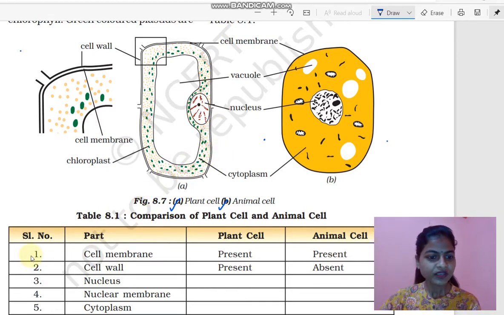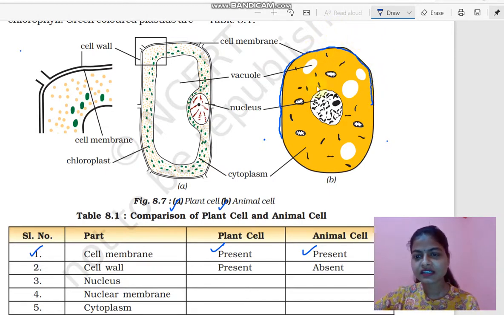So let's start from serial number 1, that is cell membrane. Cell membrane is a part which is present in plant cell as well as in animal cell. This structure is known as cell membrane and it separates the cell content from its outside environment. What is the function of the cell membrane? It separates the content of the cell from its outside environment. Okay. Then it is present in both plant as well as animal cell.